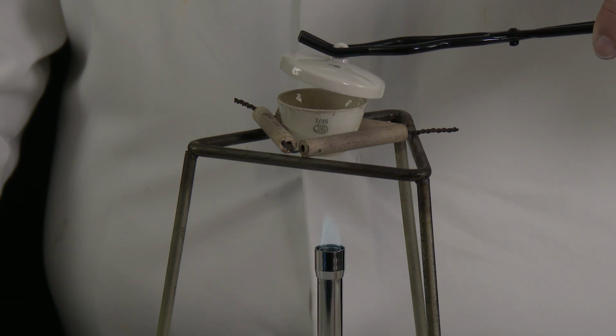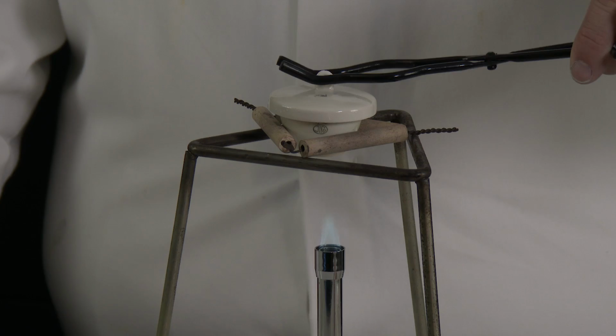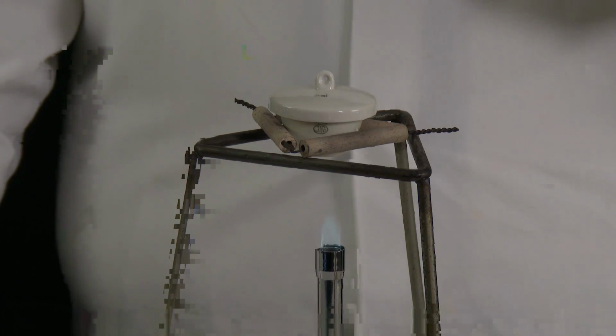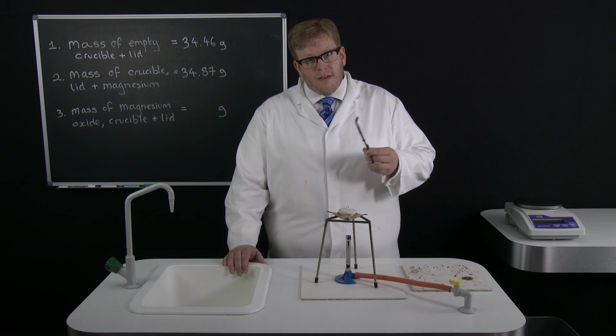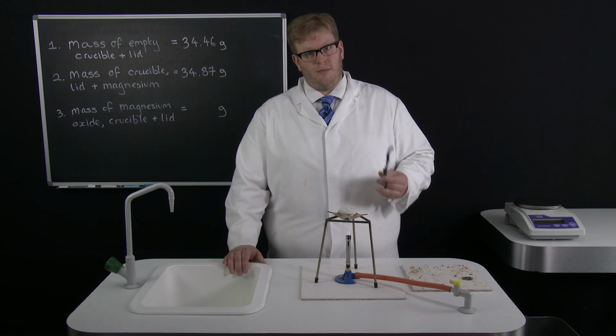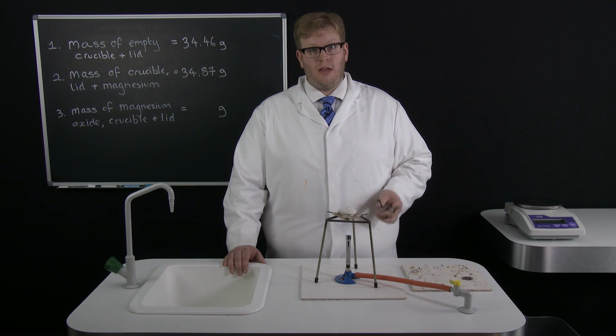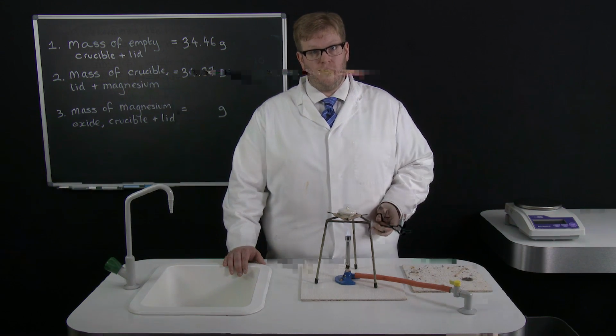Okay, so we're letting some air in and the magnesium is just starting to burn now. I can lift the lid and I can see the magnesium starting to glow. You may have seen a little bit of white powder there as some of the oxide escapes. There's not a lot we can do about that, but we can put the lid back fairly quickly to make sure we don't lose too much.